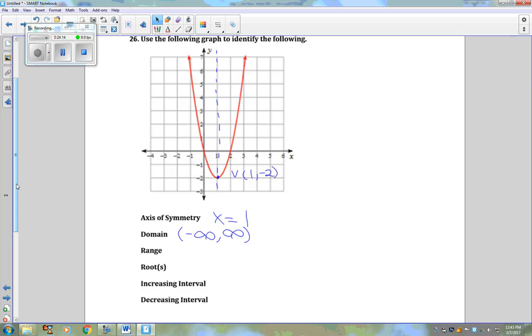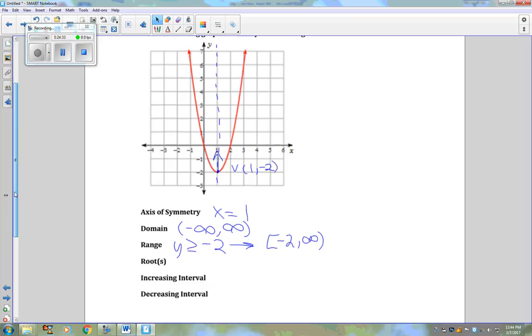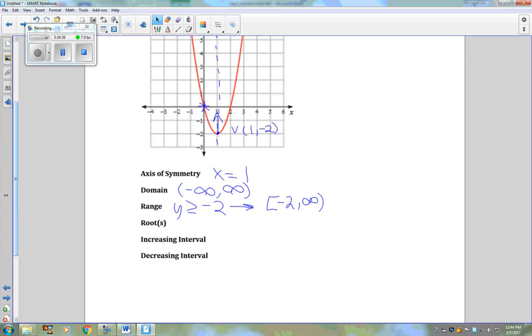The range are your y values. Everything is from here up. So that means all of these are greater than or equal to negative 2. You could also state it as negative 2 to infinity. The roots are where it crosses the x-axis. It crosses the x-axis here and here. Remember, roots are the same as zeros. Roots, zeros, solutions, x-intercepts, they all mean the same thing. And that would be the points 0, 0, and 2, 0.